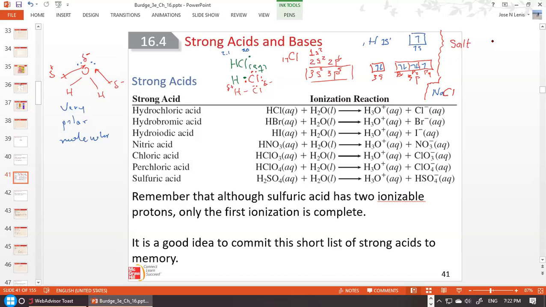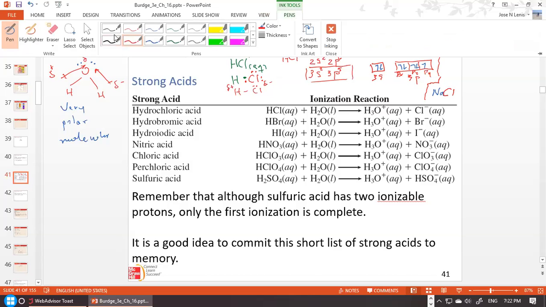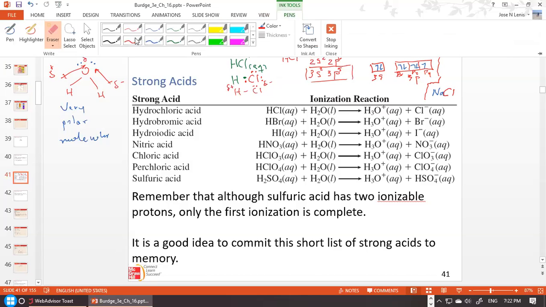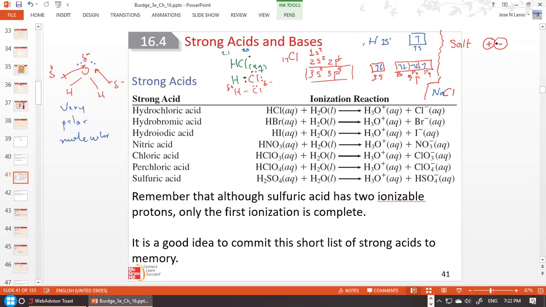Salts come from the reaction of acid and base. And when we write the formulas for salts, usually what we have is a cation and an anion, and we write the formula in that order. So we want to have a negative charge there. This one will represent the cation, and this represents the anion. That's what we call a salt.